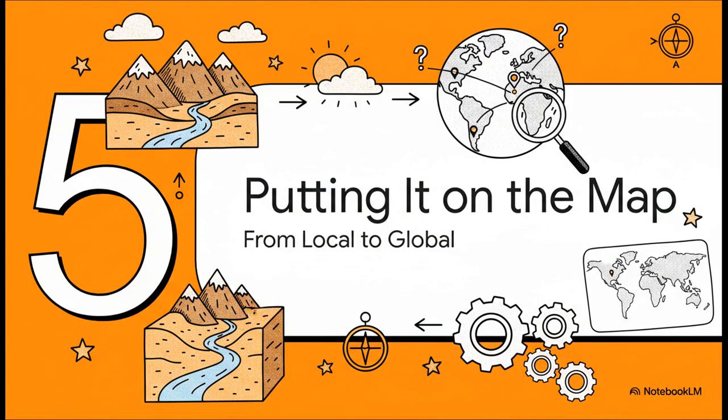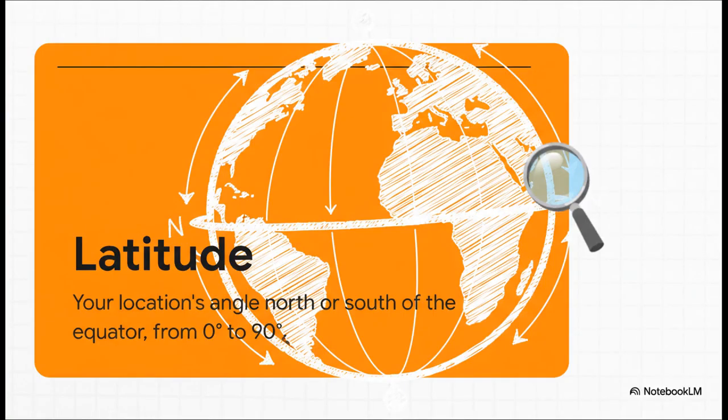Now, this incredible storytelling process, observe, question, analyze, it doesn't just work for one little valley. Geographers can scale this exact same way of thinking up to read the story of our entire planet. Of course, to work on a global scale, you need a grid system. The first piece of that is latitude. It's just the angle that tells you how far north or south of the equator you are, going from 0 degrees at the equator up to 90 degrees at the poles.